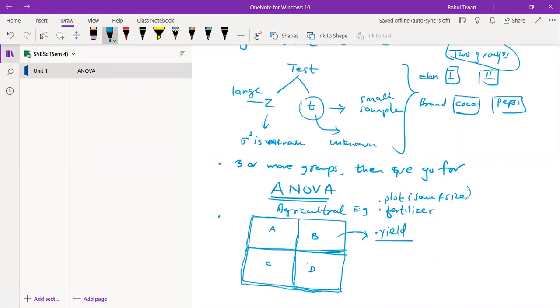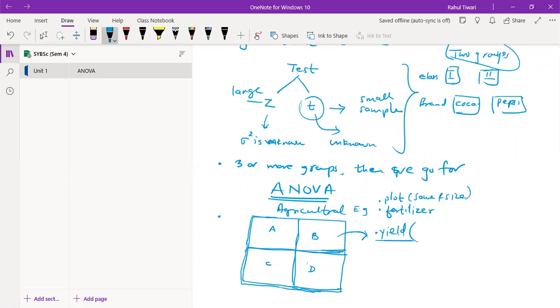Now yield can be a type of wheat, it can be a type of rice, or the amount of rice I will be getting. Let's say from A I get 100 quintals of rice, 100 quintals of wheat, like that. That is basically called the yield in terms of agriculture. But in terms of class performance, I will get marks. So marks will be my yield.